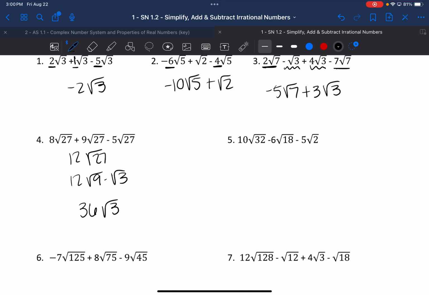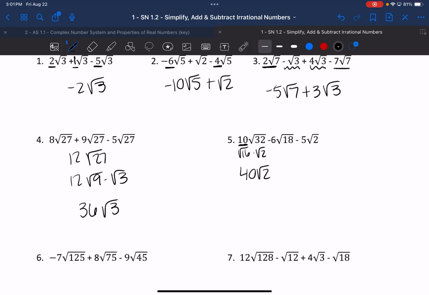Okay. On number 5, do any of those match? No. Okay. So what do you think we could do? Simplify. Okay. What are we rewriting 32 as? 16 and 2. Nice. Okay. And the square root of 16 is 4. And there was already a 10 out there. So 10 times 4? 40. So this became 40 root 2, right?